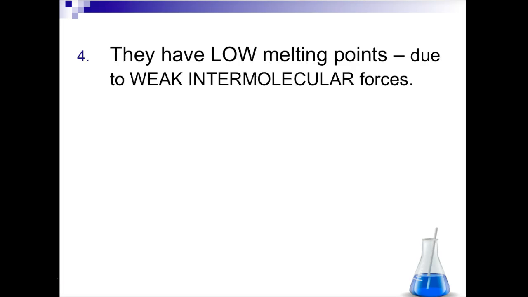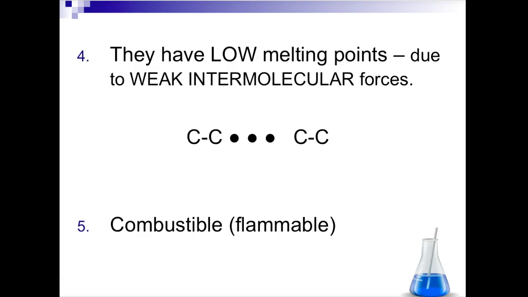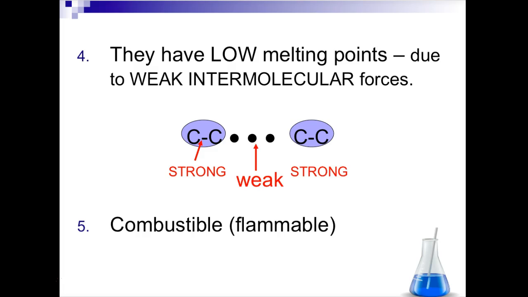They have very low melting points due to their weak intermolecular forces. And they're flammable. So when we look at 2 carbon chains next to each other, this interaction right here, this intermolecular force, is extremely weak, which makes them combustible. They can explode, they can go from a liquid to a gas phase very quickly. The carbon-carbon bond between them is strong though, but the intermolecular forces between these 2 carbon-carbon molecules is extremely weak.